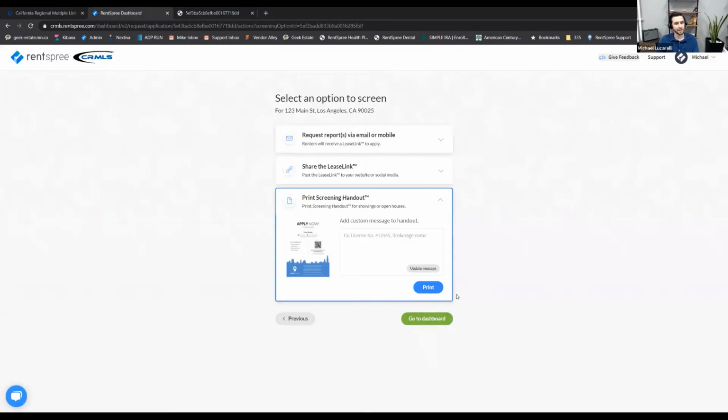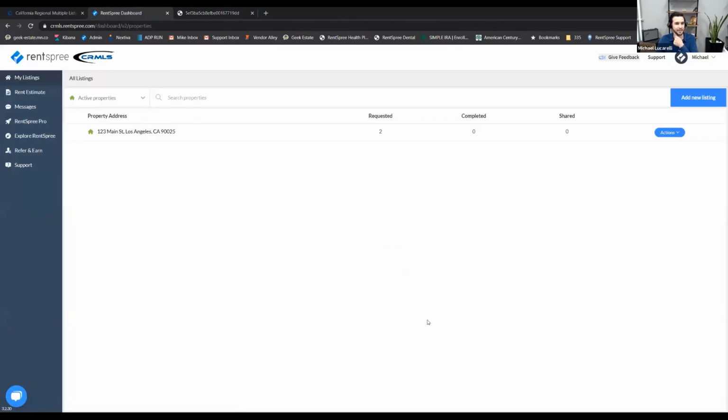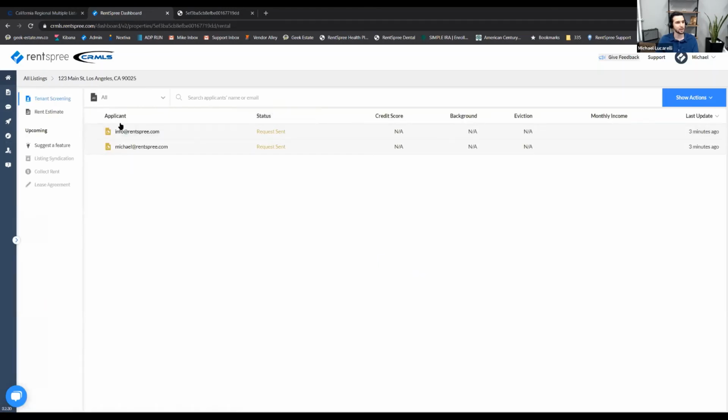So looking back at Rentspree, if we take a look at the dashboard, we can see that the property address has been added. I have 2 requests sent and 0 completed. If I click on the property, I'll see my 2 applicants that I've sent requests to, and even more importantly, I'll see the statuses of those applicants. So I can see request sent, renter hasn't started.